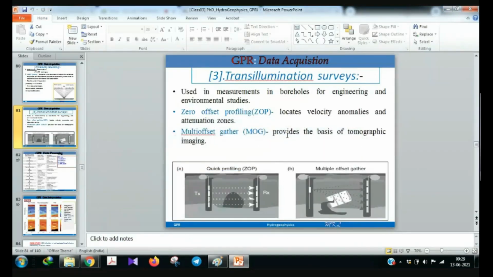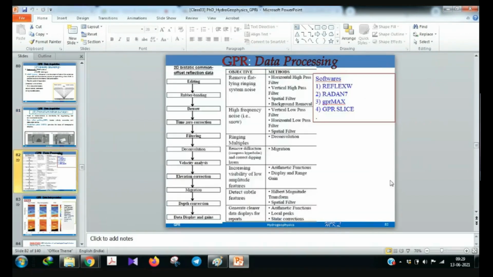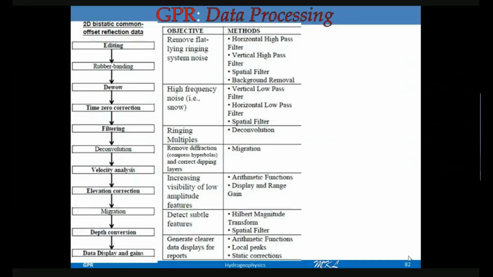Then zero offset profiling is there, multi offset profiling is there, whatever you want. Now, 2D bi-static common offset reflection data, these are the steps and these are the objectives. How would you remove high frequency noise using vertical low pass filter, horizontal low pass filter? It's itself a huge chapter. Like migration has a huge chapter of 200 pages, generally. So I'll not be going into that.